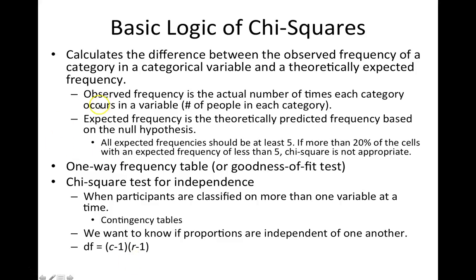I'll talk about this in just a second, and I'll show you how to assess this, but one of the assumptions of chi-squares is that all the expected frequencies should be at least 5. So if more than 20% of your cells have an expected frequency of less than 5, the chi-square is not appropriate. We could use a Fisher's exact test. I'll talk about that in a bit.